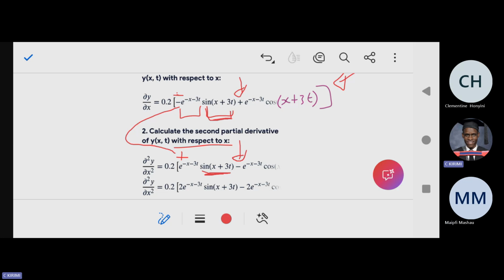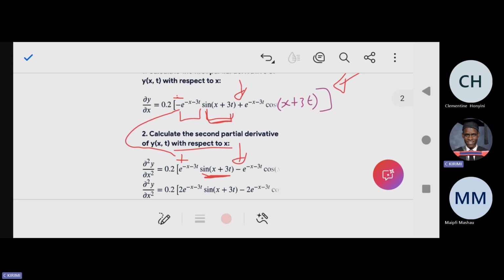No, we are still here. We have differentiated this one, the exponential. We kept the sign constant, isn't it? You know what? I'm forgetting that this is the second derivative. Because on the first derivative, we kept the sign constant while we were deriving the second. We kept the sign constant.